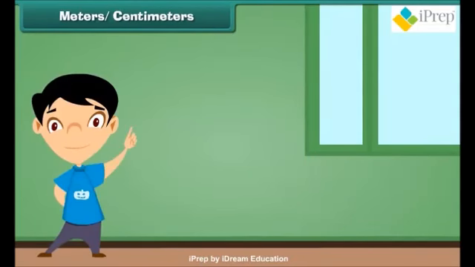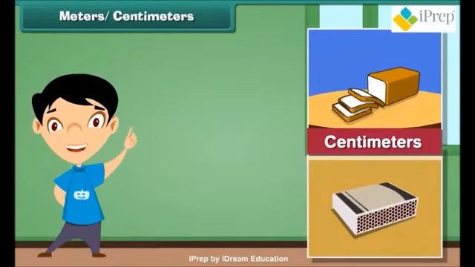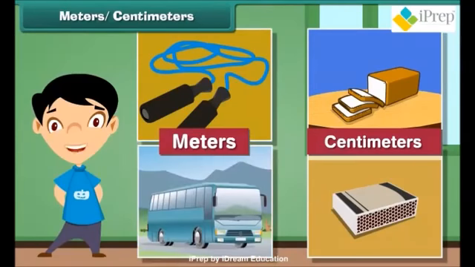Let us compare the length of the various things. Some of the objects have their length in meters, while some of them are so small that they are measured in centimeters only. The length of a bread loaf is expressed in centimeters. The length of a matchbox is expressed in centimeters. The length of a skipping rope is expressed in meters. The length of a bus is expressed in meters.